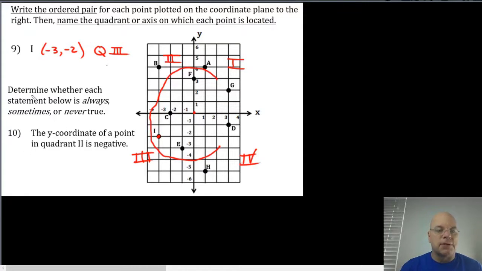I also want to do problem 10. I want to read it and have you try it on your own, and then we'll take a look at it together. Determine whether each statement below is always, sometimes, or never true. The statement for number 10 is that the y-coordinate of a point in quadrant 2 is negative. So consider some points in quadrant 2 and then determine whether you believe that statement would be always true, sometimes true, or never true. Do that during the pause and then come back and see how you did.